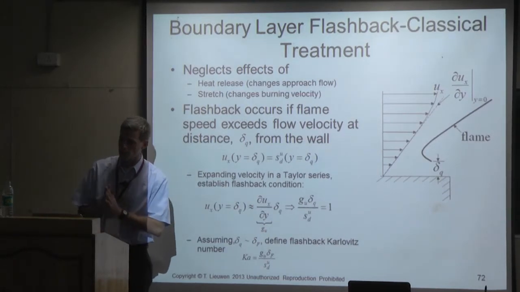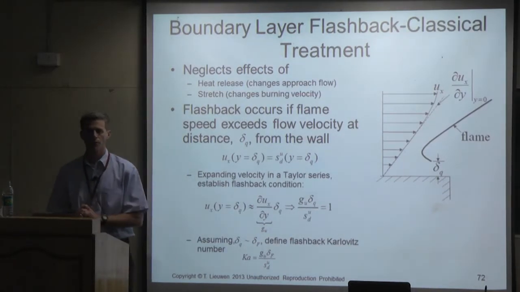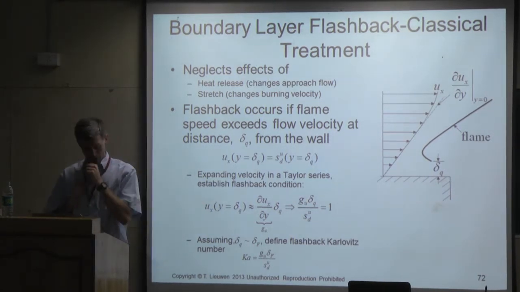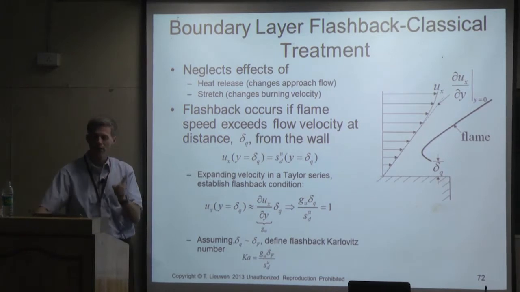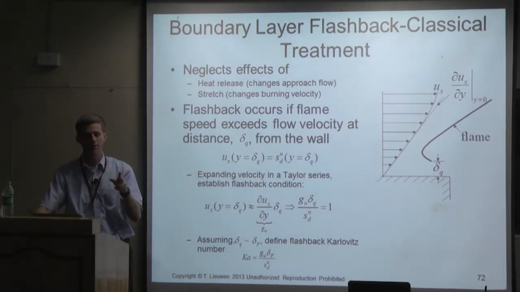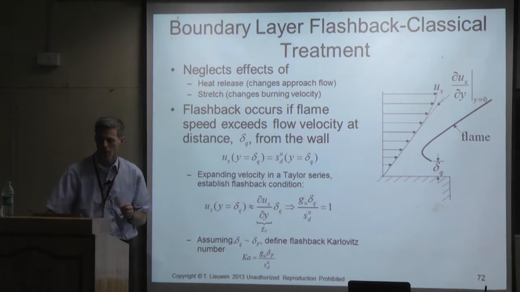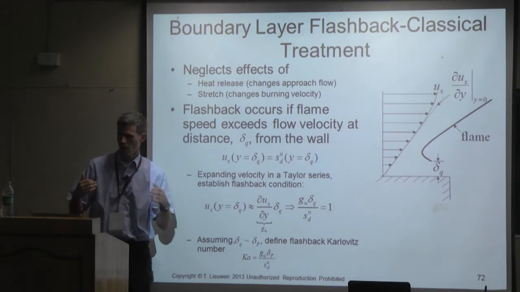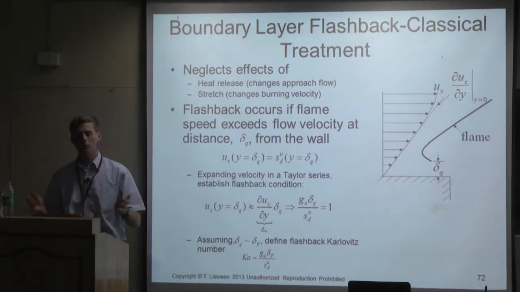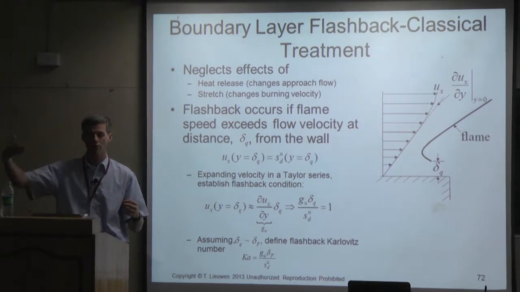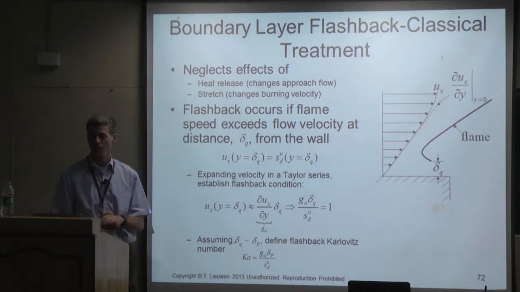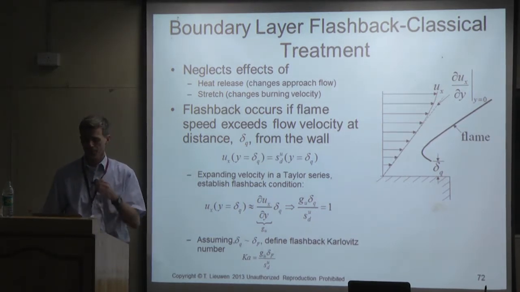I want to start with the classical treatment. You've probably seen this when you've taken combustion. The key thing about this classical treatment is that it neglects the effect of heat release and the effect of stretch. The idea is to assume that your laminar flame speed is everywhere less than the average flow speed. In that case, the only place where the flame can possibly flash back is in a boundary layer, right?